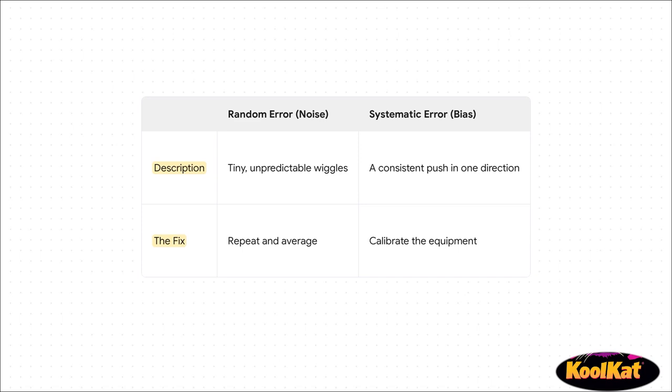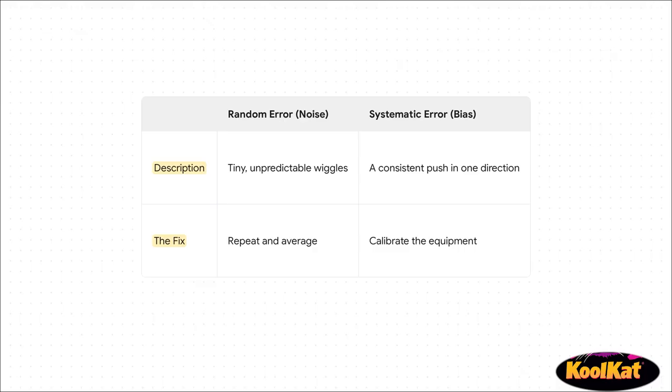So this error thing basically comes in two main flavors. Over on the left, we've got random error. I like to call this noise. Think of it like tiny, unpredictable little wiggles in your data. Maybe you're timing something with a stopwatch, and one time you're a fraction of a second early, the next time you're a fraction of a second late. So how do you fix it? Easy. You just do it a bunch of times and take the average. Those little wiggles will cancel each other out.